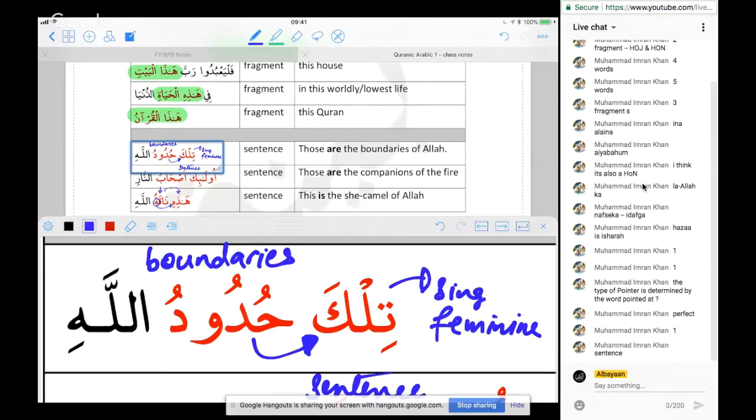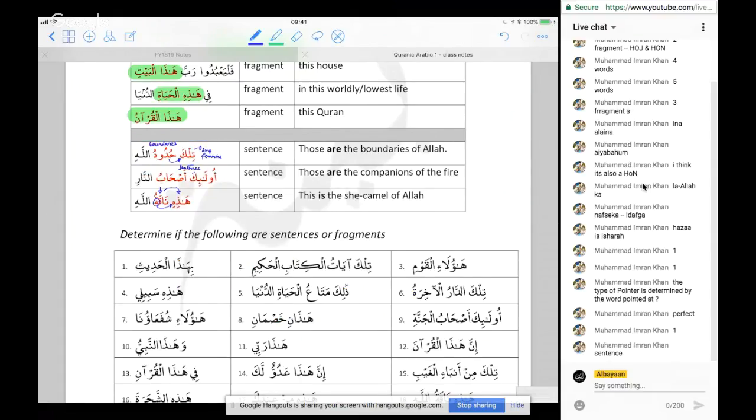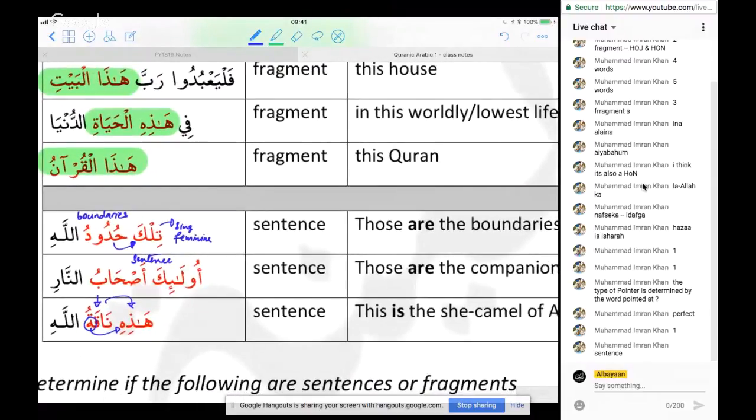In English, what's happening here? Look at the translation. Let me give you this important insight. Tilka, in normal cases, would be translated to that, for feminine. Because those is ulaika, or tanika. It's not tilka. Tilka is that. And hududu, because hududu is a broken plural, it has to be singular feminine. Therefore, we had to use tilka. But the translation translates tilka as what? Look at this.